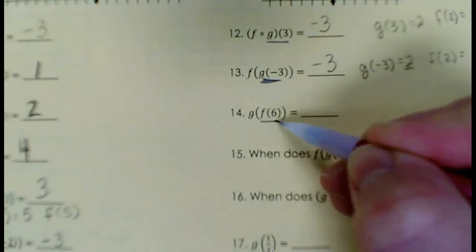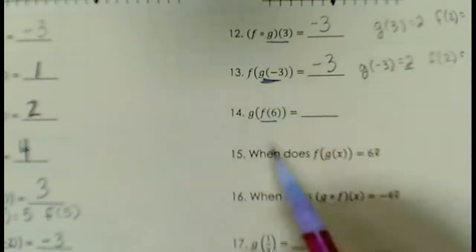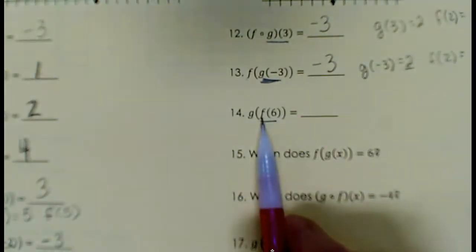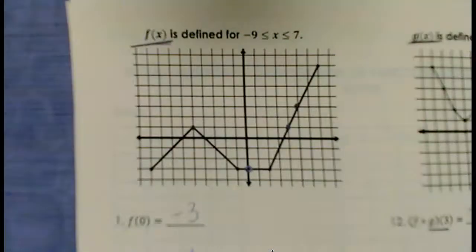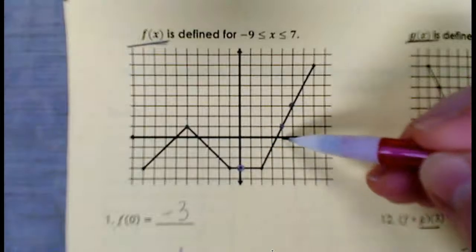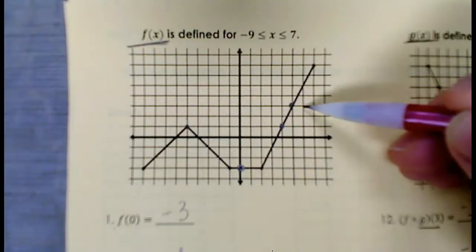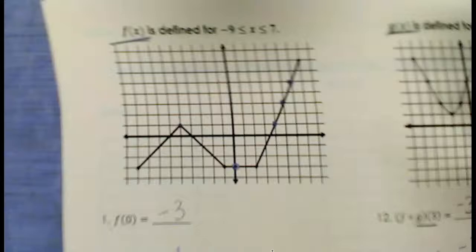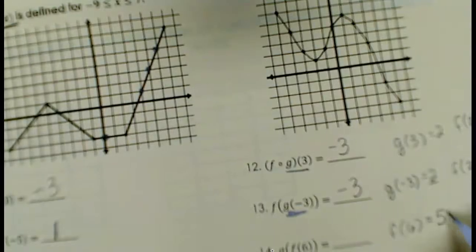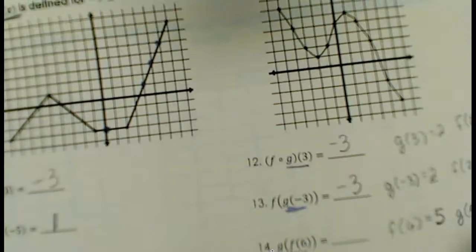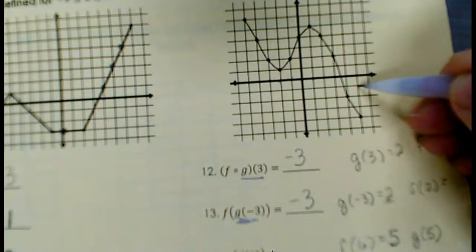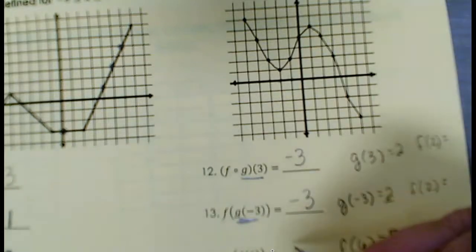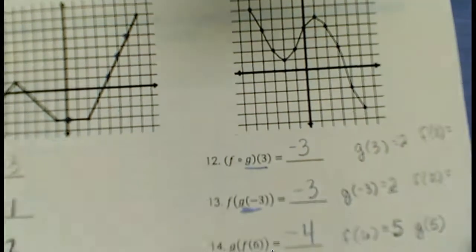Start here. What letter is this time? This is the f function, so f of 6. 1, 2, 3, 4, 5, 6. 1, 2, 3, 4, 5. This number goes in the outside function. 1, 2, 3, 4, 5. 1, 2, 3, 4. I went down, so this is a negative 4.